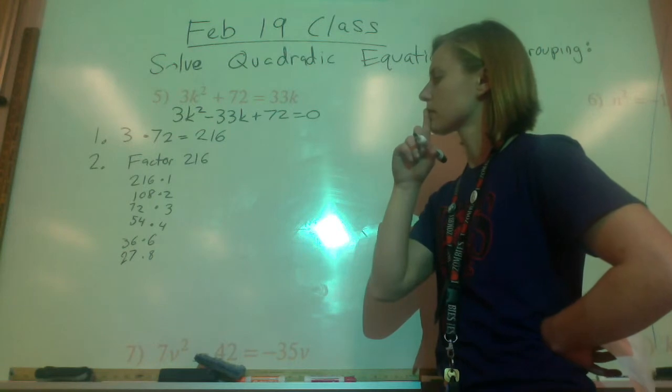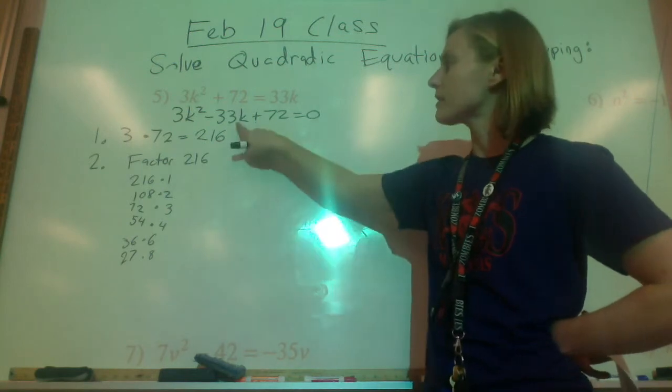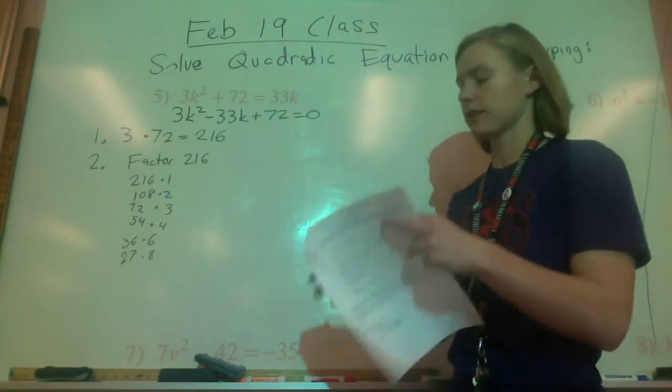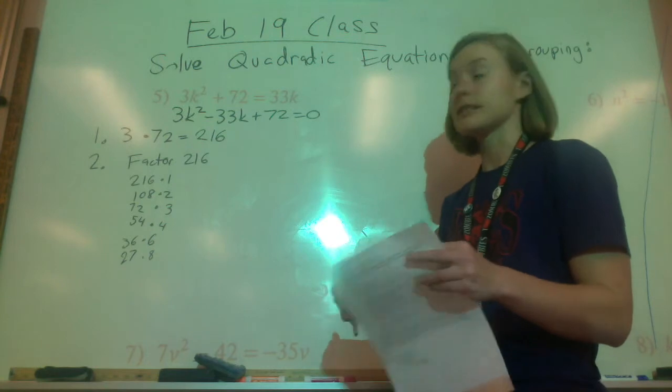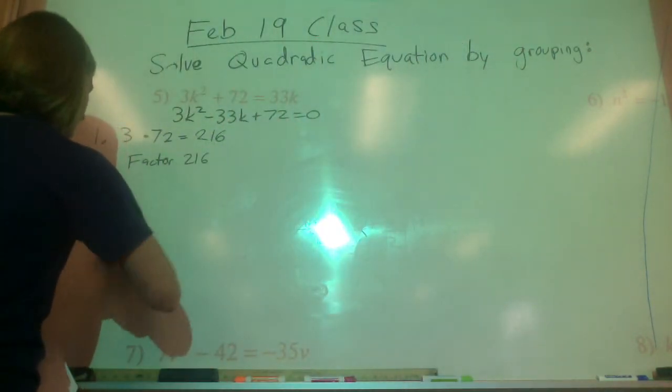Why don't we just use 54 times 4? Because it has to combine together to get to negative 33. It's 9. Yeah, it's 9. 9 and 24? Okay. Yay, you figured it out.